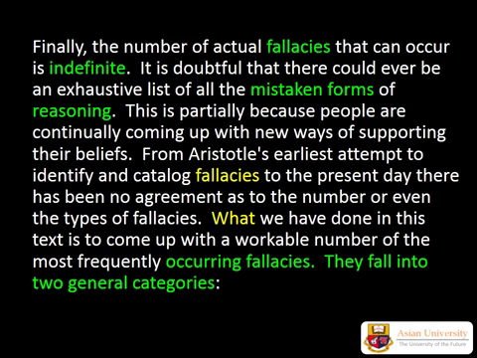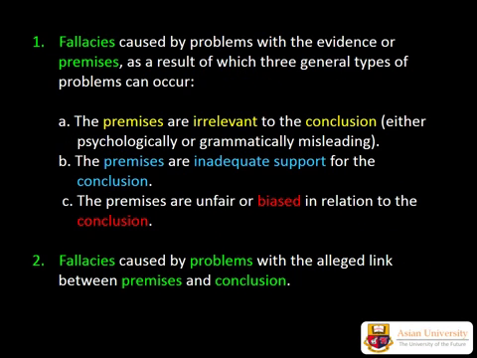What we have done in this text is to come up with a workable number of the most frequently occurring fallacies. They fall into two general categories. 1. Fallacies caused by problems with the evidence or premises, as a result of which three general types of problems can occur. A. The premises are irrelevant to the conclusion, either psychologically or grammatically misleading. B. The premises are inadequate support for the conclusion. C. The premises are unfair or biased in relation to the conclusion.